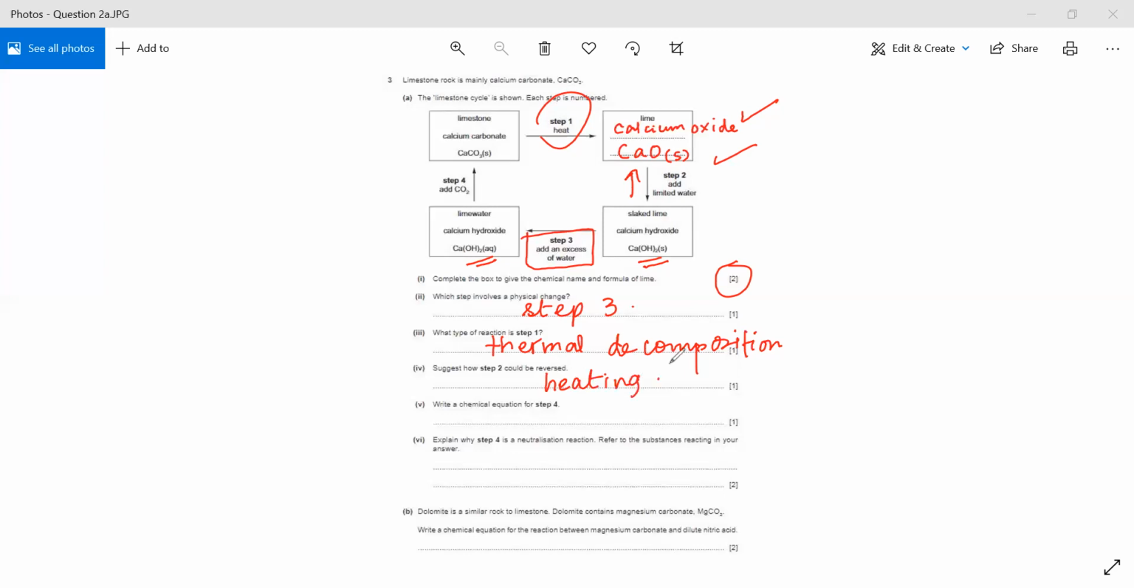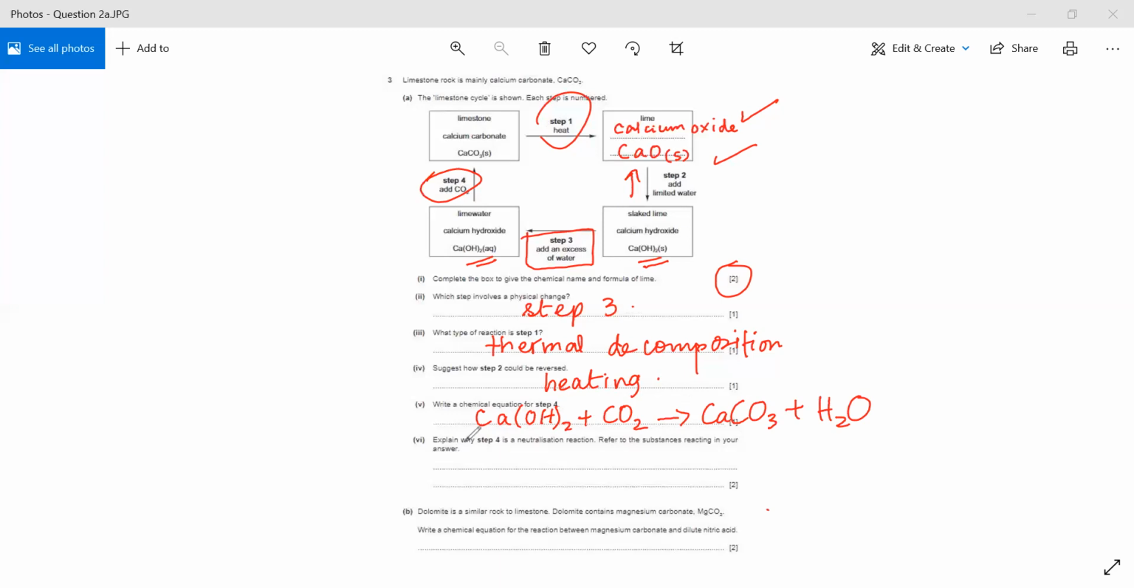Then next, write a chemical equation for step 4. This is our step 4. So what is going to happen here? Calcium hydroxide will react with carbon dioxide, and it is going to form calcium carbonate plus water, H2O. Okay, is the equation balanced? Yes, it is.